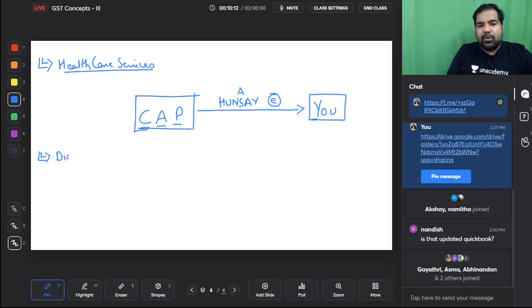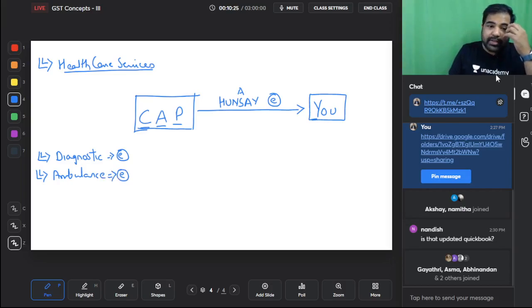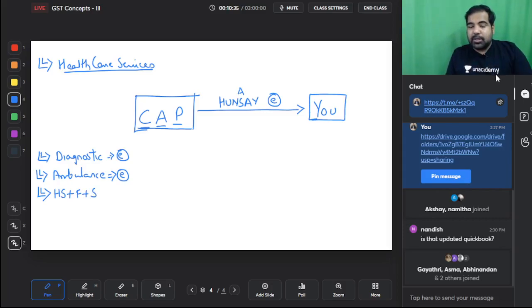Guys, any diagnostic services, your blood test, your x-ray, etc. are also exempt. Next, ambulance services to go and to come back are also exempt. Next, when unfortunately you are admitted to a hospital, there is hospital services plus food and plus stay, but there is a principal supply which is hospital services, healthcare services, and they are naturally bundled, and hence the entire thing will be exempt.